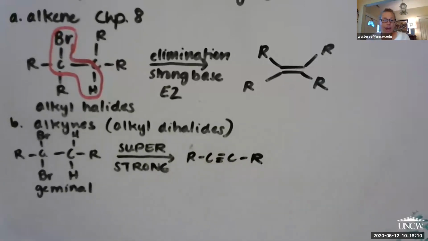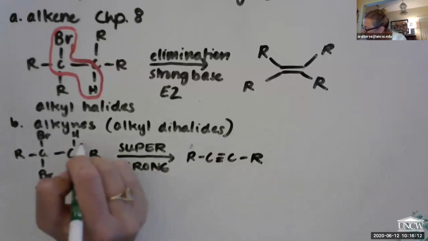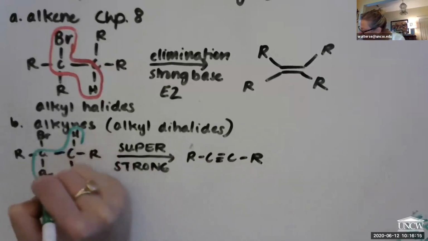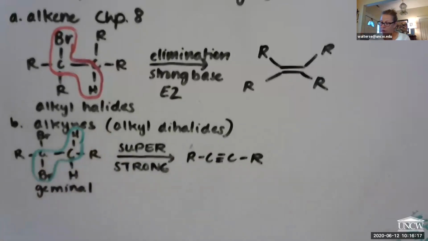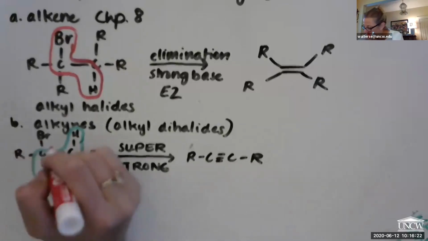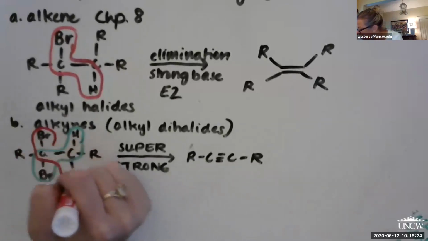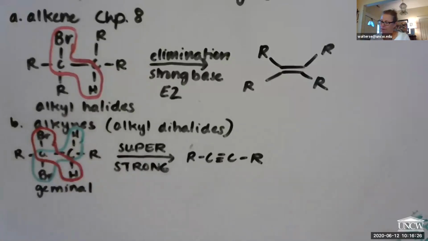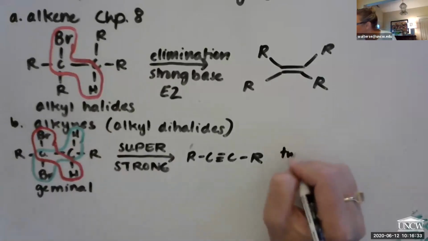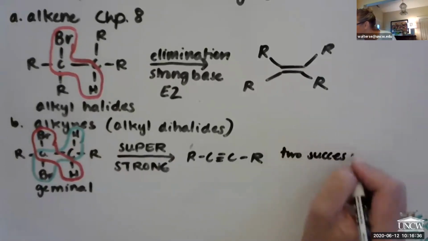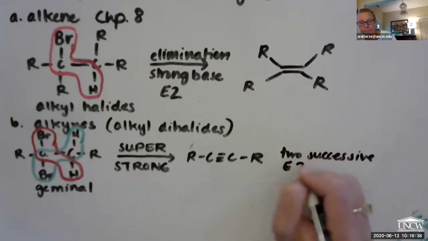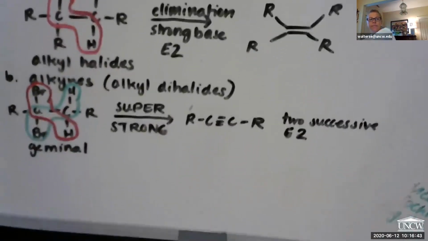Okay. Now, when you do this, it's a double elimination. So these 4 atoms would be involved in one elimination, these in the other. So it's an elimination reaction, E2 elimination happening twice. So 2 successive E2.